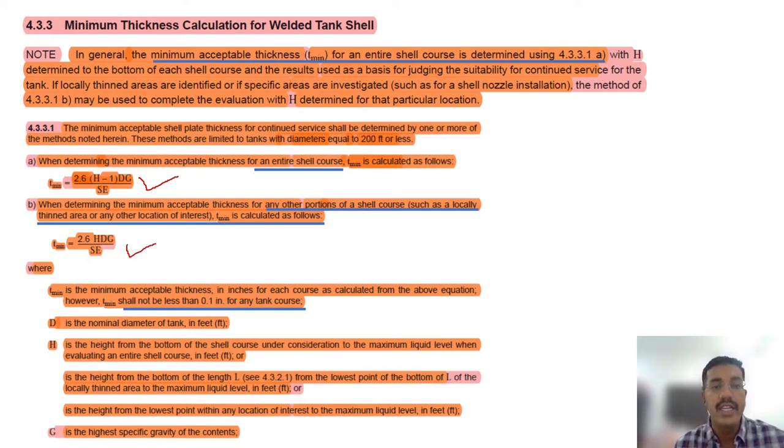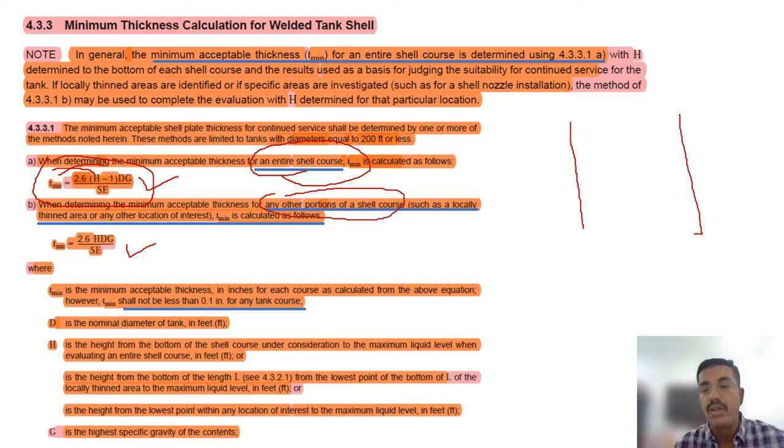Minimum thickness calculation for a welded tank shell. One is for minimum thickness, another one for hydro test height. For these two questions, we will read this slide for minimum thickness, then just rearrange this equation and bring H here, where T minimum is, and you will find the hydro test height, H minimum. So there are two things: one is for the entire shell course and another one is for any other portion of the shell course. When we say entire shell course, if you remember 650, that's why I told you 650 is more important.